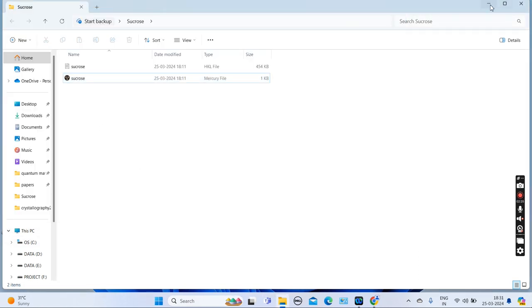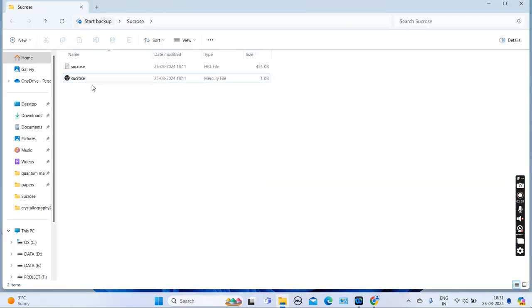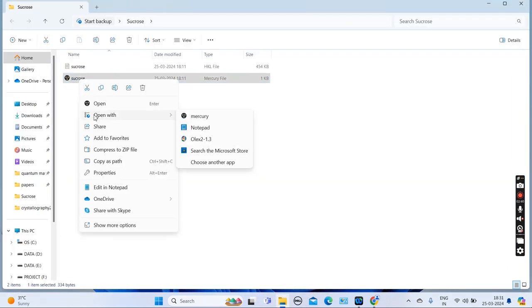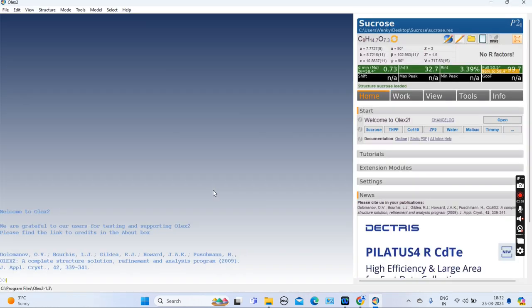In the next one, I hope you already installed this Olex2 software. Once you install, this icon will be there in your desktop. This installation you should be done. Next, go to that folder. Here open this RES file, in the right click, then open in Olex2 this software. It will take some time to load. So once it's done, you can see this window.